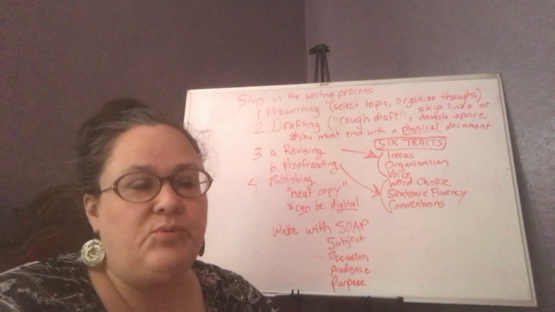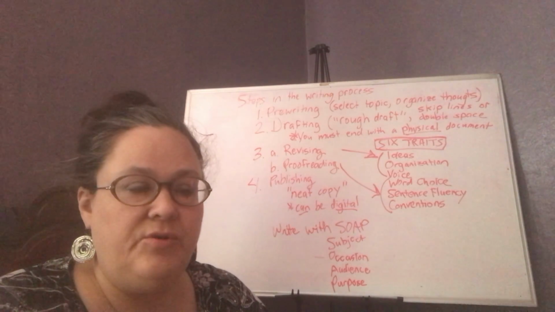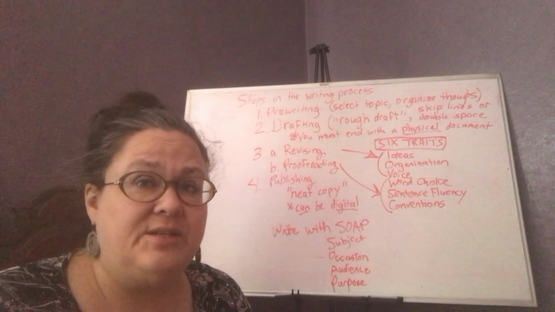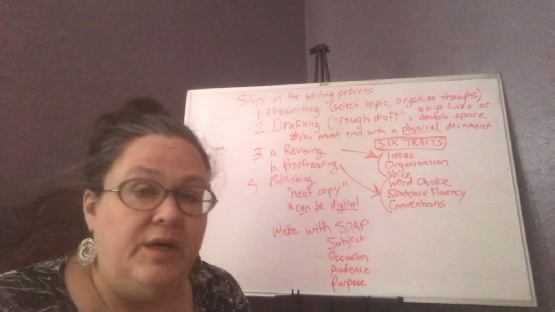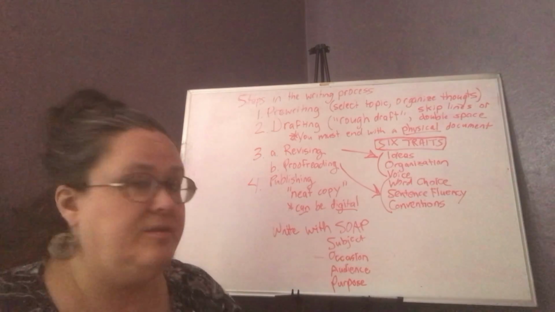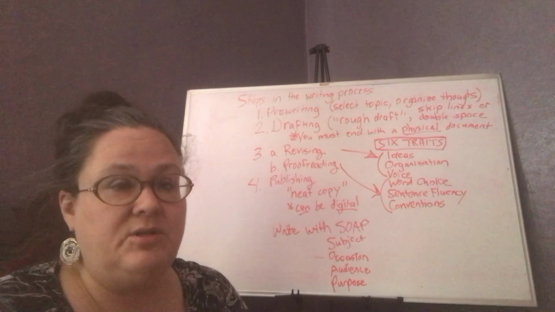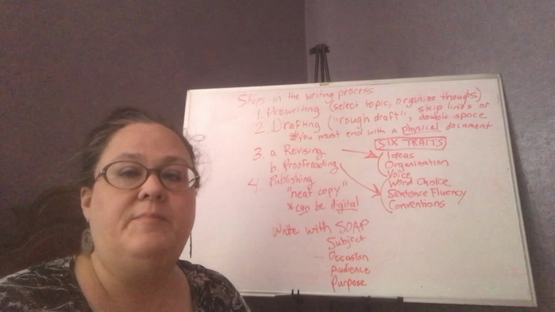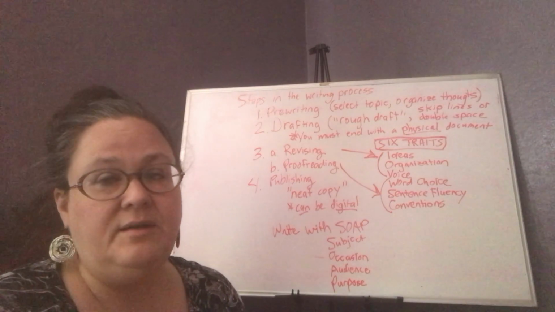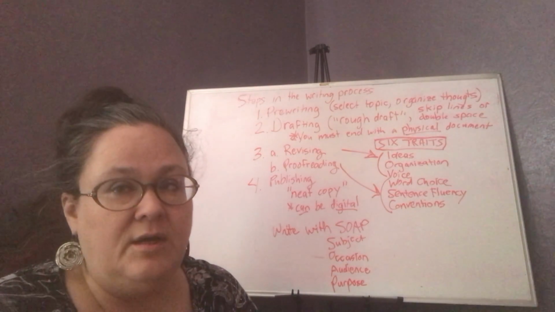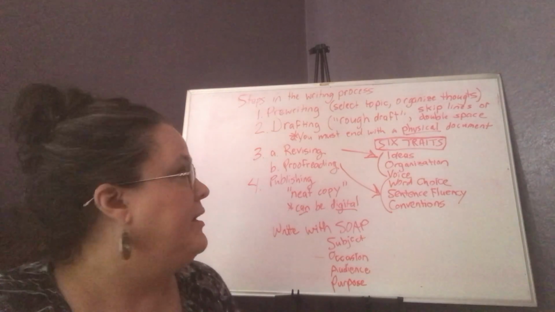Hi, I just want to go over some things with you that hopefully you already know from last year and maybe the year before. And they are the steps in the writing process, the 6 traits of writing, and subject, occasion, audience, and purpose. And then I'll talk just a little bit at the end about what your writing assignment is going to be. And you will also, of course, see it on the assignment post on your Google Classroom.